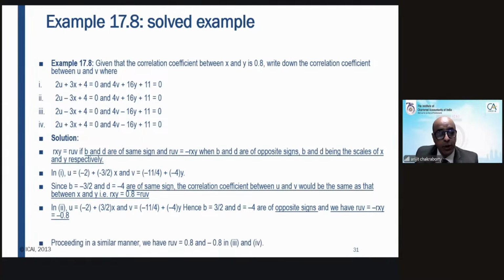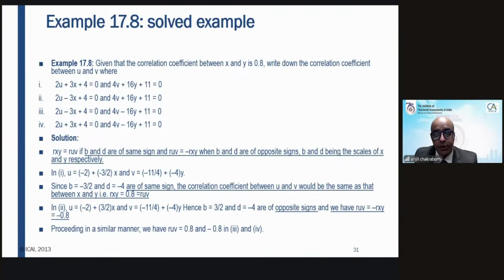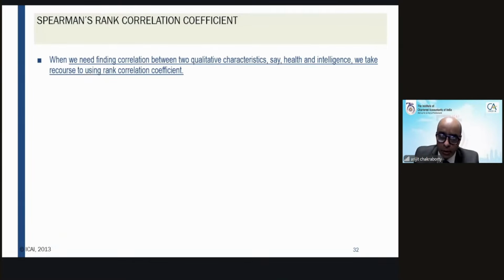But if there is a situation where, if you see in situation number 2, अगर देखा जाए कि B है 3/2 यानी पॉजिटिव है, लेकिन D is -4, that means the rule is B और D दोनों में अगर एक भी नेगेटिव आया, then आपका जो correlation coefficient है between U and V, the sign will change. So correlation coefficient of XY is positive. But if B or D, either of them is negative, then the correlation coefficient of U and V will become negative.